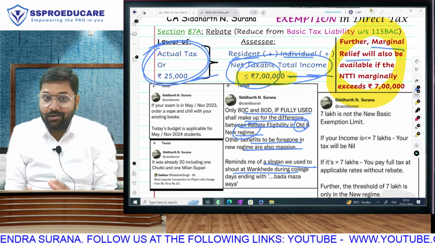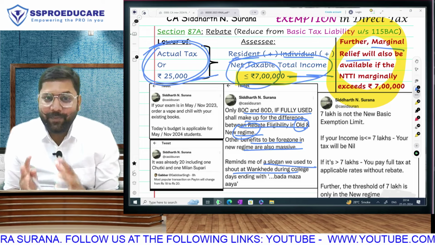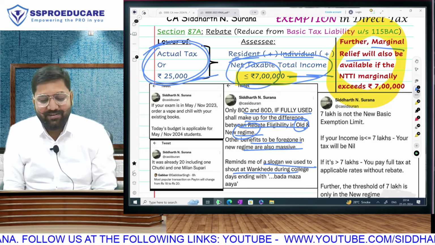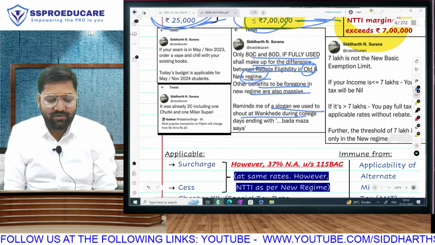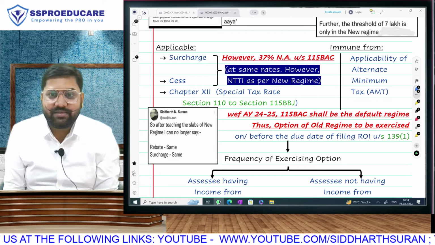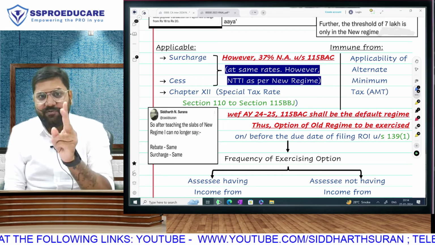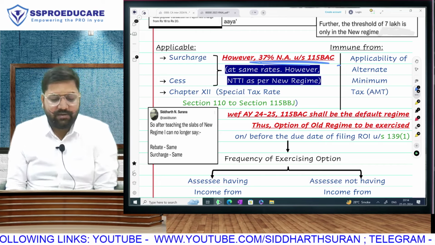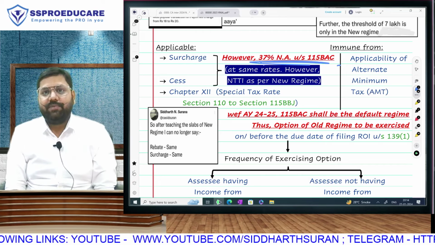Here, make the new regime look attractive without making it attractive. She's fooling you guys. Don't get fooled. Okay. Next, surcharge. Surcharge is absolutely the same as the old regime. So 10, 15, 25, 37. But again an amendment. 37 will not be applicable. Now 37 will not be applicable.